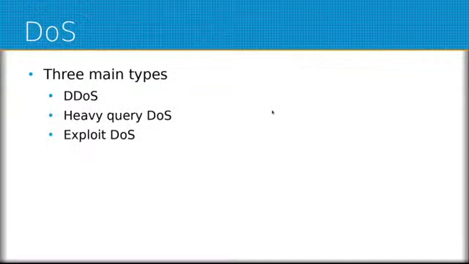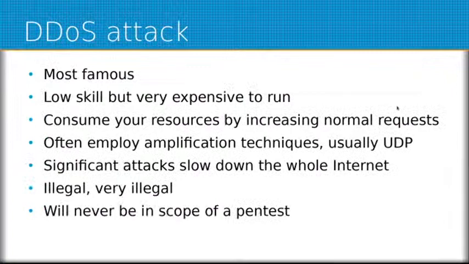So for denial of service, there are three main types. First one is distributed denial of service, DDoS. It's a pretty low skill attack. It's quite expensive to run. You need a lot of computers all spamming requests at a remote server, with the idea that you just flood its bandwidth or CPU capabilities and turn it off.